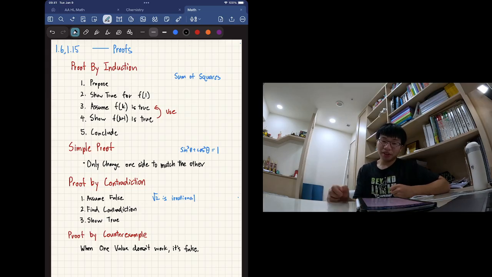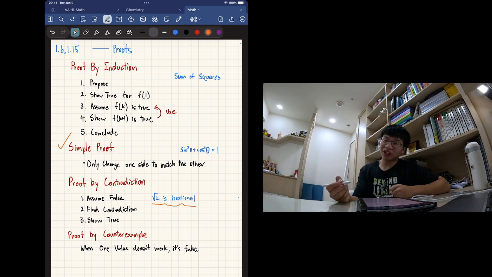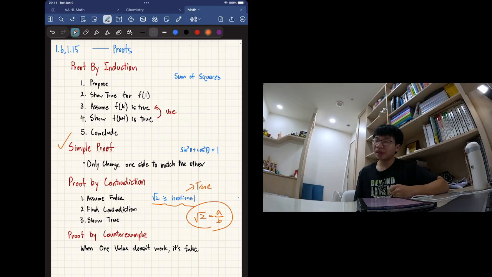Proof by contradiction. For example, if you want to prove that the square root of 2 is irrational, you assume that the square root of 2 is rational. What is the definition of rational? It means that the square root of 2 can be represented as a over b. Then you go on to prove why this will contradict itself. And if this contradicts itself, it means that the assumption is false, which means that the original statement will be true.